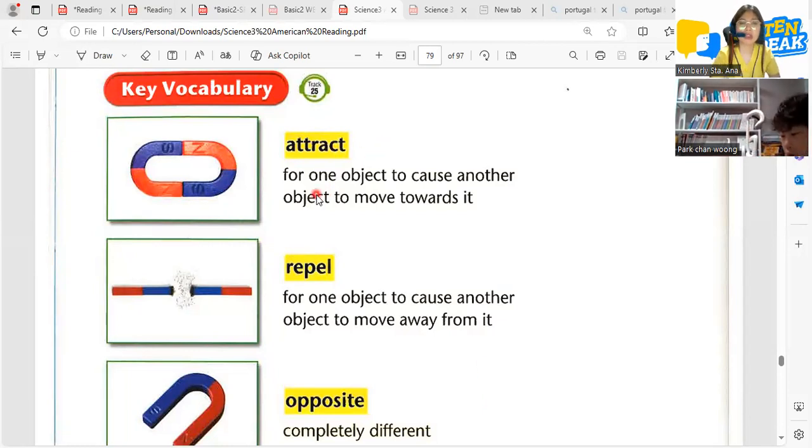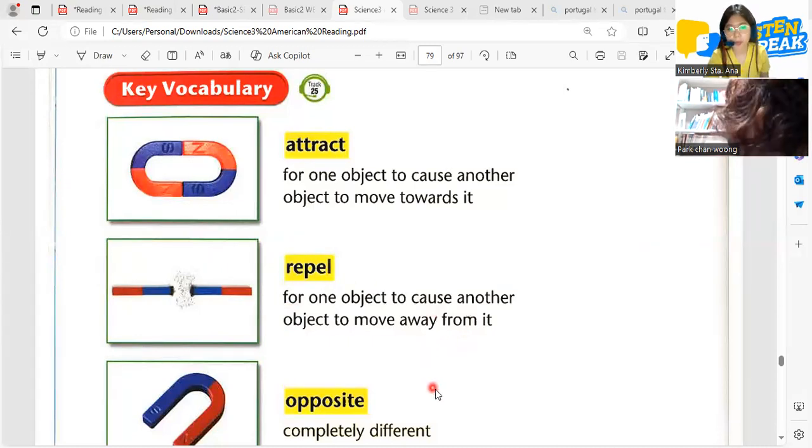So you need south and north poles. Okay, south attracts north and north attracts south. So if you use magnets with the same poles like south and south, they will do this one. What's the next word? Repel. What happens when something repels? For one object to cause another object to move away from it. Okay, that is correct. So that is what makes magnets really interesting.